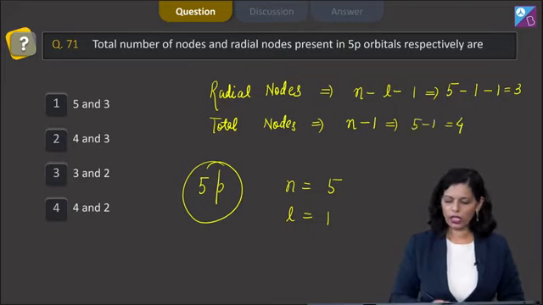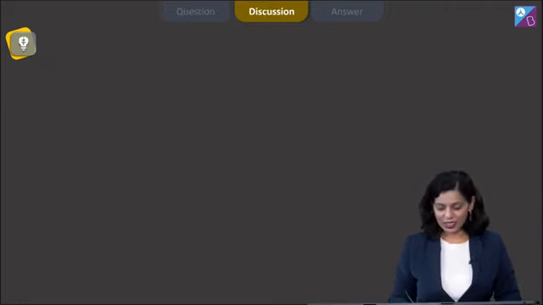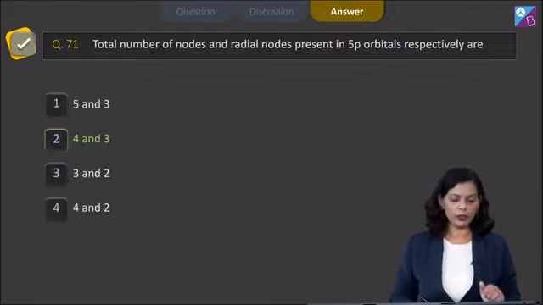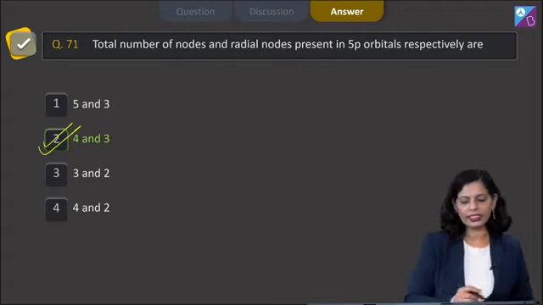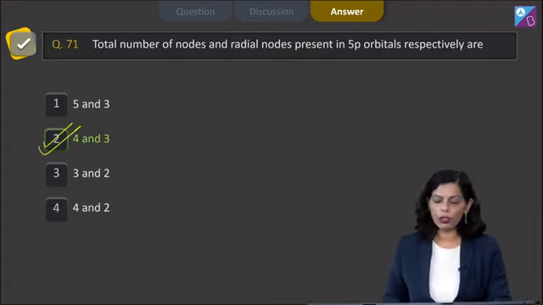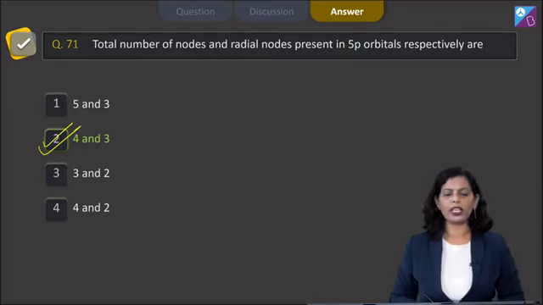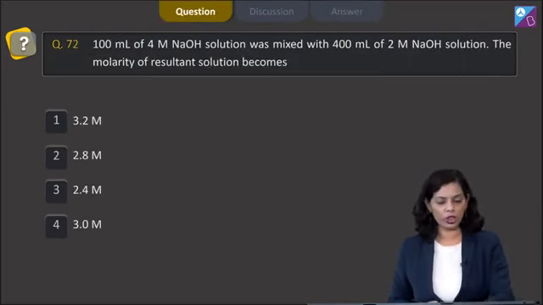So, that comes out to be 3, and here the total nodes n minus 1 means 5 minus 1, it is 4. In which option it is given? 4 and 3. Yes. So, this is correctly given here in option 2. This is my correct answer. The total number of nodes 4 and the radial nodes are 3.